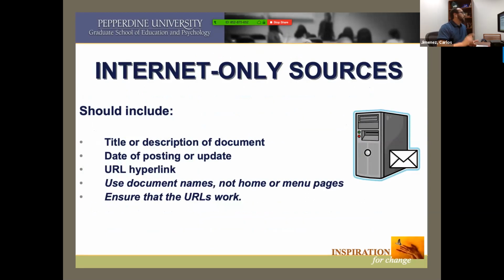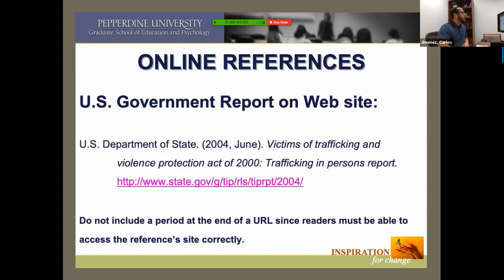Internet only sources, you want to always include it the same way as you would do any source, right? The who, the when, the what, the where. So the title of the document, the date of the posting, and the hyperlink there. You want to try to look for the document names, not the home or menu pages, and you want to check your URLs. You might have government reports.